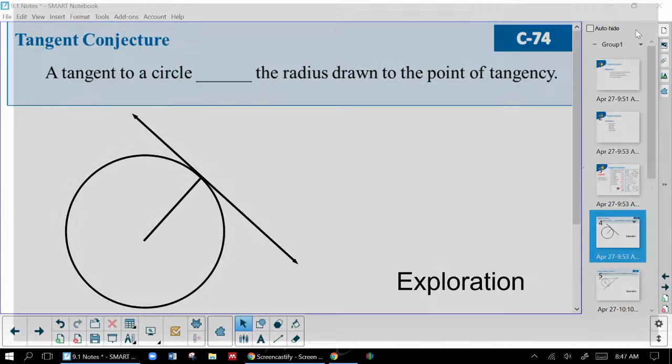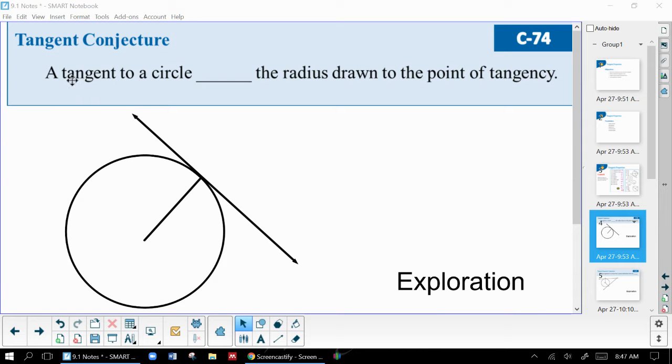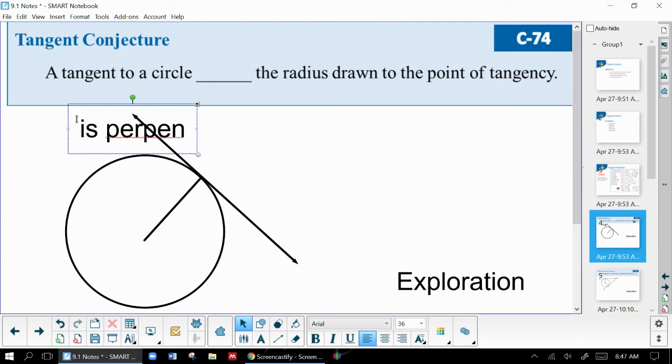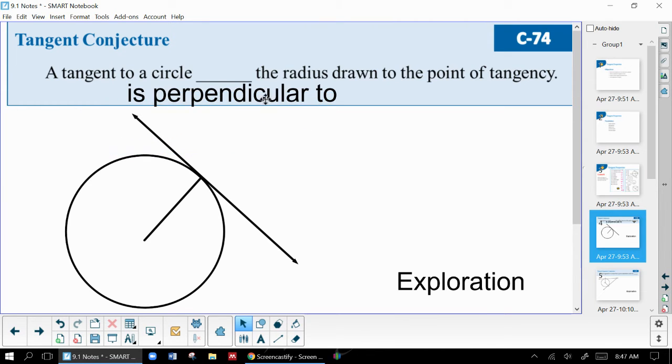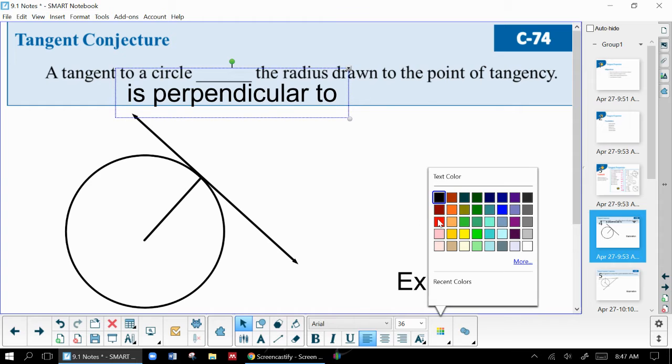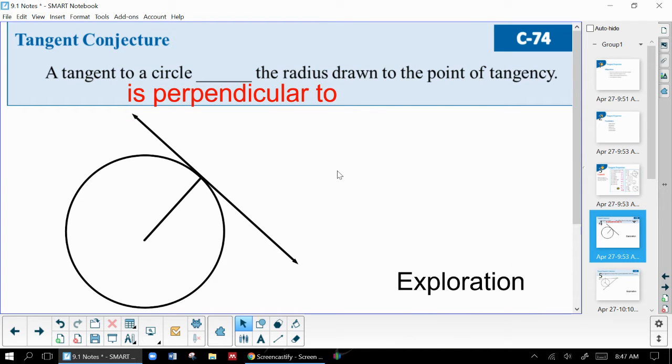And so for this one, a tangent to a circle is perpendicular to the radius drawn to the point of tangency. So you put "is perpendicular to" right in there. And so this is really nice. Anytime you have a tangent line and you've drawn a radius in, you automatically get a nice 90-degree angle. And you'll see a couple of those in the examples.